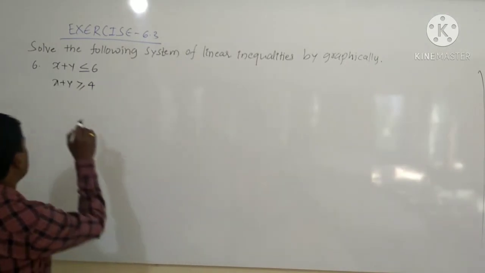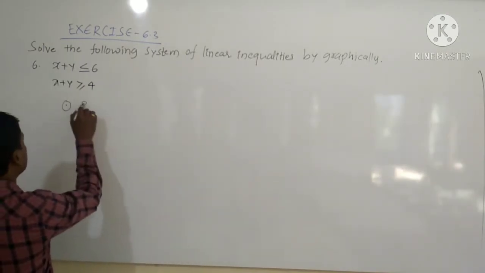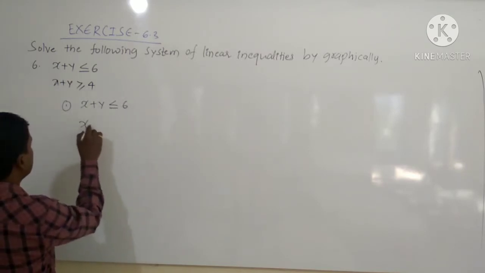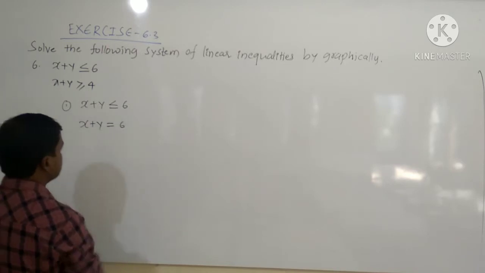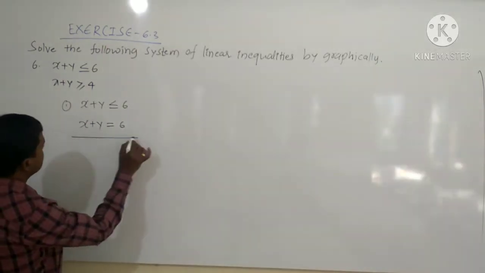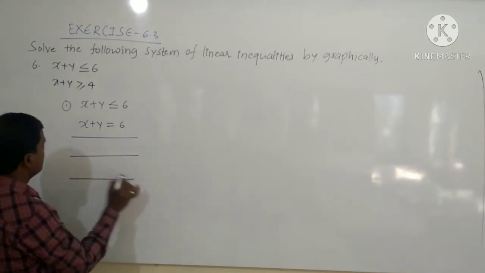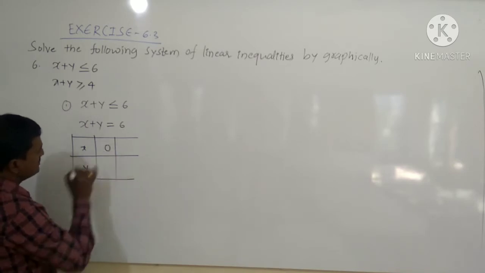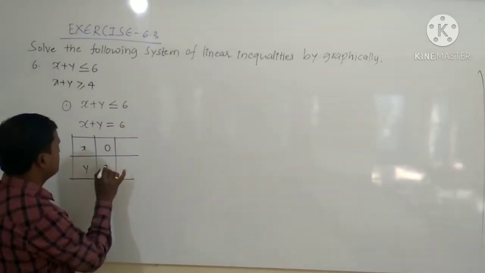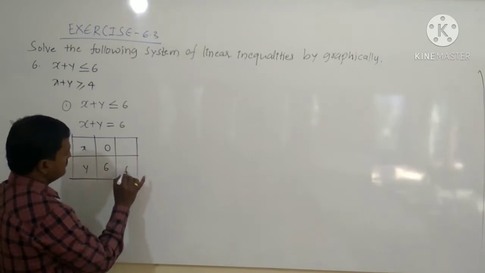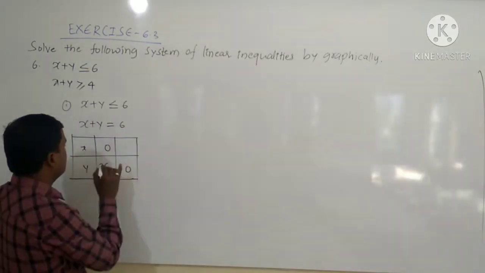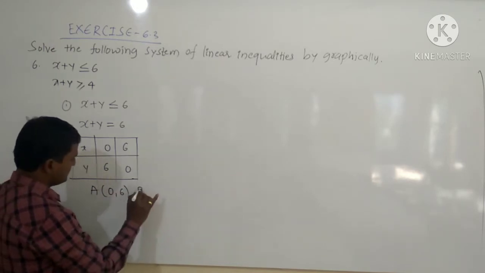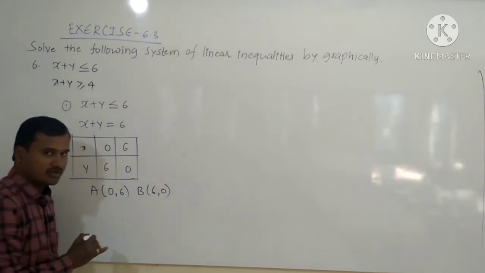For this we already know the working rule. For x plus y less than or equal to 6, write the inequality as the equation x plus y equal to 6. Clearly it represents a straight line. To draw a straight line we need at least 2 points. Put x equal to 0, we get y equal to 6; put y equal to 0, we get x equal to 6. The first point is 0 comma 6, and the second point is 6 comma 0.